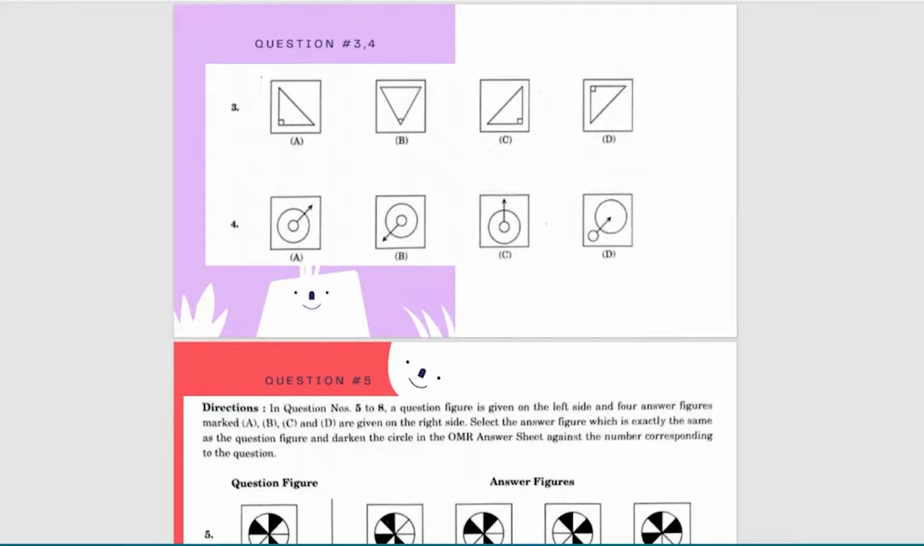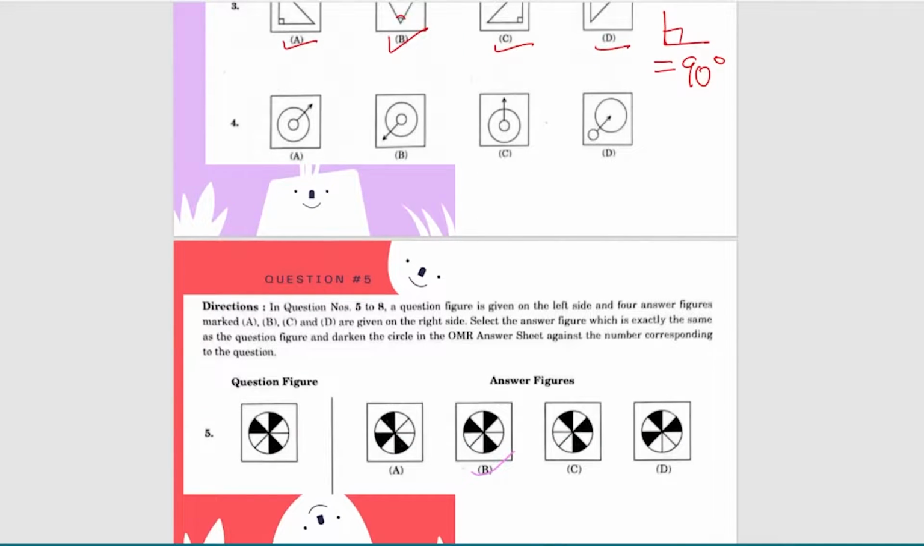Here, in all the figures we have triangles, but A, C and D have right angle triangles. Right angle triangles means that this kind of an angle is given which is equal to a 90-degree angle. However, B, which is the odd man out, has an acute angle triangle. So that's why B is the odd man out, B is the answer. So now let's look at the fourth question.